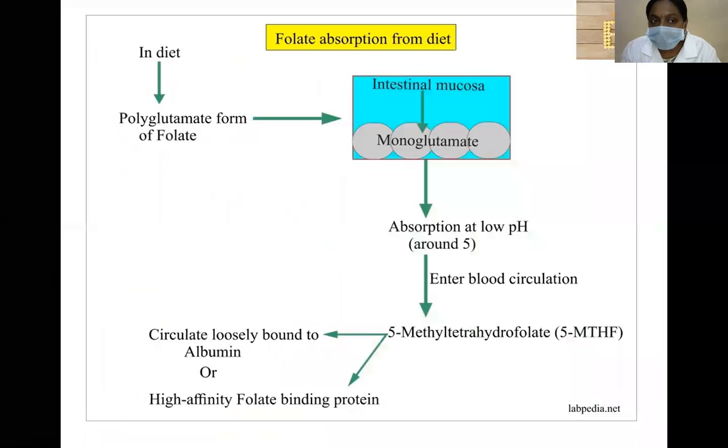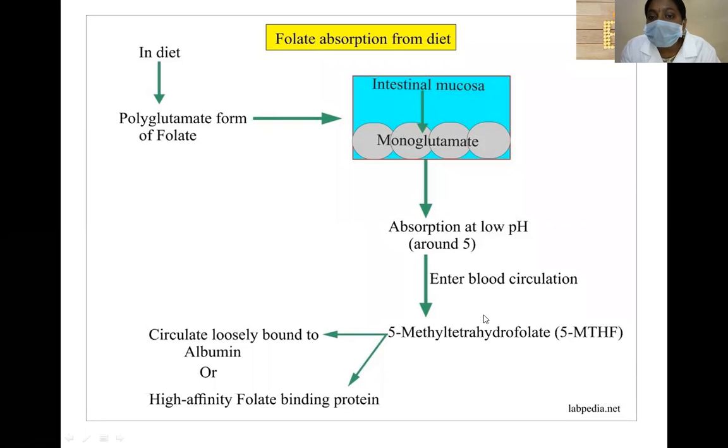Absorption, transport and storage. Dietary folate is mainly available in the polyglutamate form, which enters the intestinal mucosa and is converted to the monoglutamate form in the presence of the enzyme folate conjugase. Three to seven residues are degraded to monoglutamate, which is absorbed at a low pH of around 5 and enters the blood circulation.